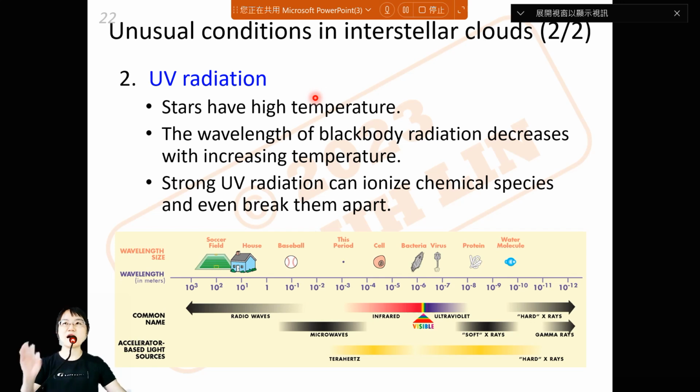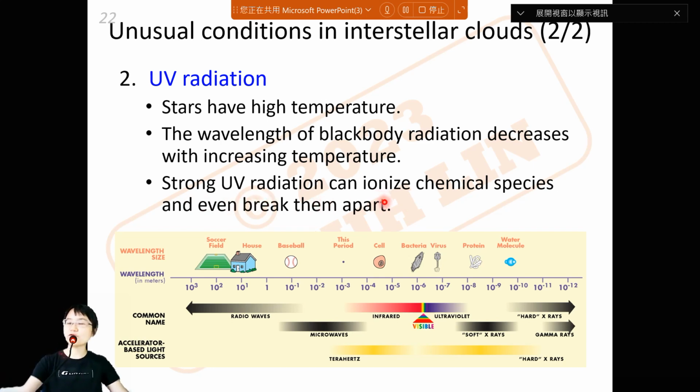The second thing is not particles. The second thing is UV radiation. The stars have very high temperature. The wavelength of black body radiation, I think this concept has been mentioned in your chemistry course, so I will skip it now. The wavelength of black body radiation decreases with increasing temperature. That means in this direction, it has shorter wavelength. If a black body has higher temperature, the wave it emits will be in this direction, shorter wavelength, higher energy. Strong UV radiation can ionize chemical species and break them apart.